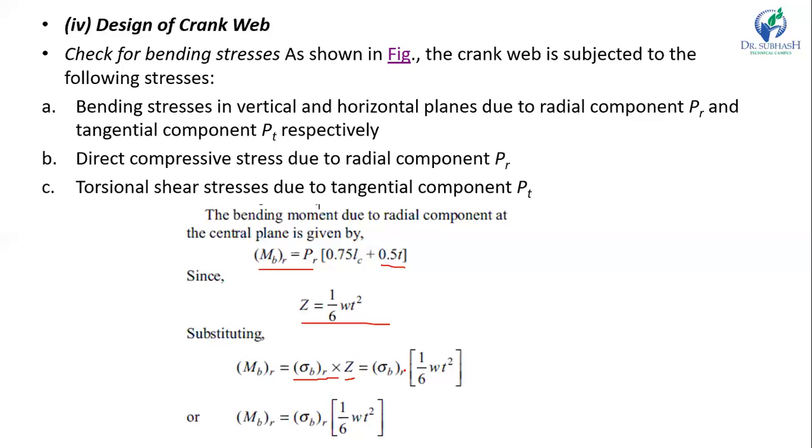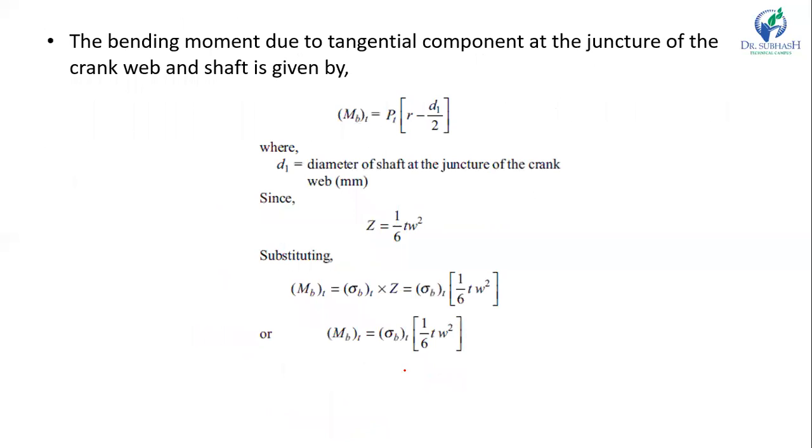Now the bending moment due to the tangential component. Let us find the bending moment due to the tangential component at the juncture of the crank web and shaft. It is given by this equation: MBT is equal to PT into (R minus D1 by 2), where D1 is the diameter of the shaft at the juncture of the crank web. And as usual, you know that Z is equal to 1 by 6 TW square.